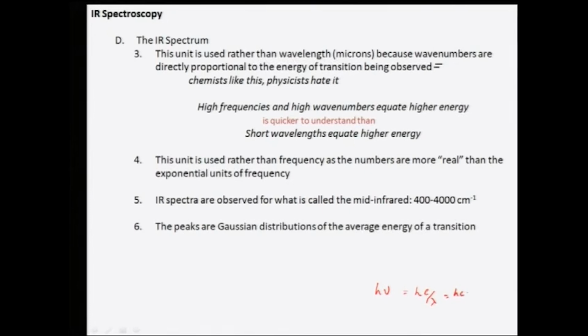So hc nu bar is the energy, where nu bar is basically the wave number. So wave number is directly proportional to the energy, not the wavelength. Wavelength is inversely proportional to the energy, that is why we plot it this way. Higher frequency, higher wave numbers equate to higher energy, so short wavelengths equate to higher energy. That is why we use wave numbers, and wave numbers are extensively used. I do not want to go into detail about that.